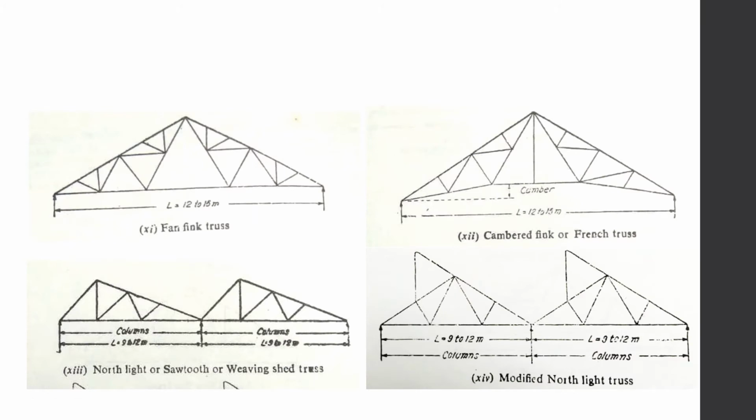Now there's span fink truss, cambered fink or French truss, north light or sawtooth weaving shed truss, and modified north light truss. So usually north light trusses are built, as you can see by the name, in the direction where the north light can enter inside. So this is usually for a higher height of roof, and usually in places where industrial buildings are there, and factories and warehouses need this type of roofing.